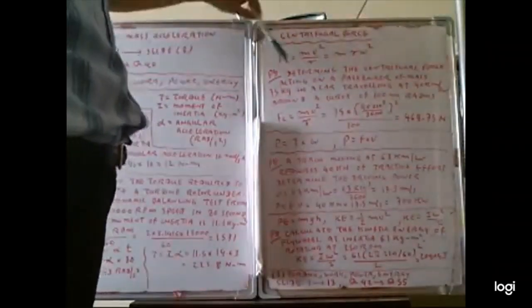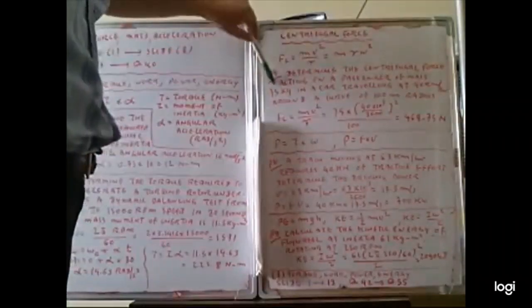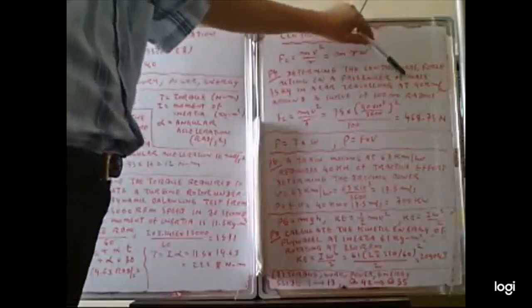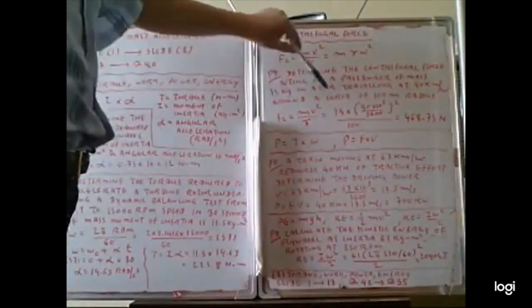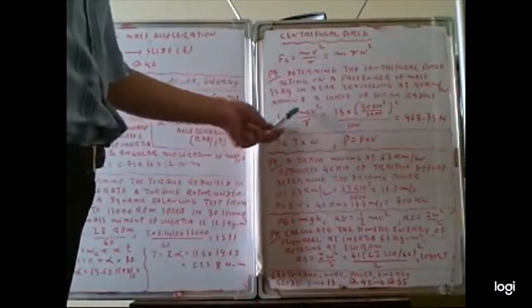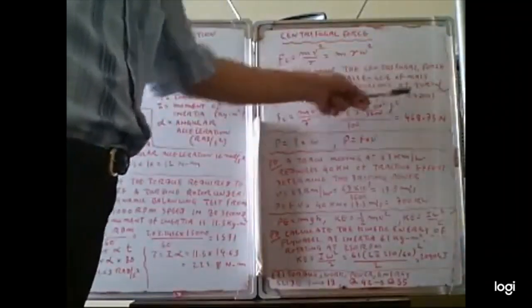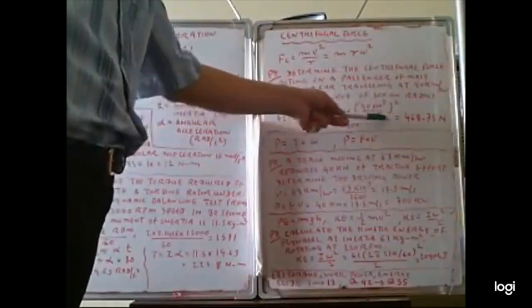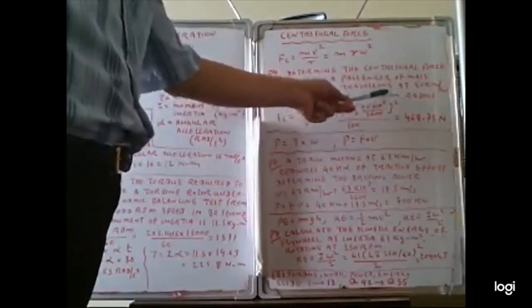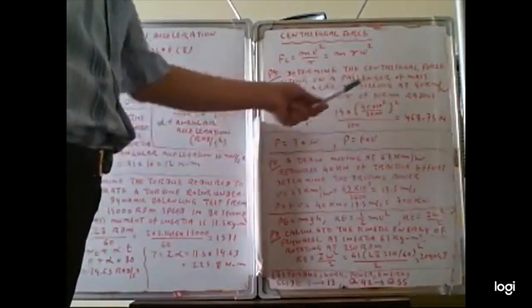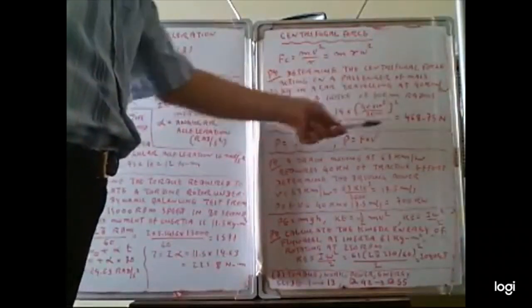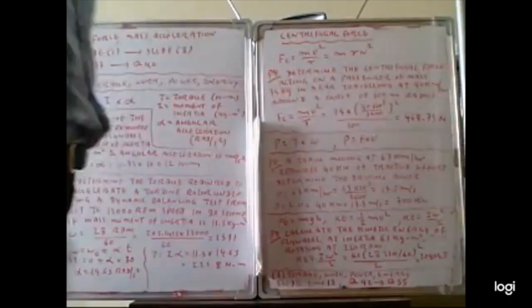Determine the centrifugal force acting on a passenger of mass 75 kilogram in a car traveling at 90 kilometer per hour around a curve of 100 meter radius. In this case, our mass is 75 kilogram. You use the formula F is equal to mv squared by r. So mass is 75 and speed is 90 kilometer per hour, which is 90 multiplied by 10 power 3 meters divided by 3600 seconds, squared. The radius r is 100. So you substitute into this formula, and you get 468.75 Newton.